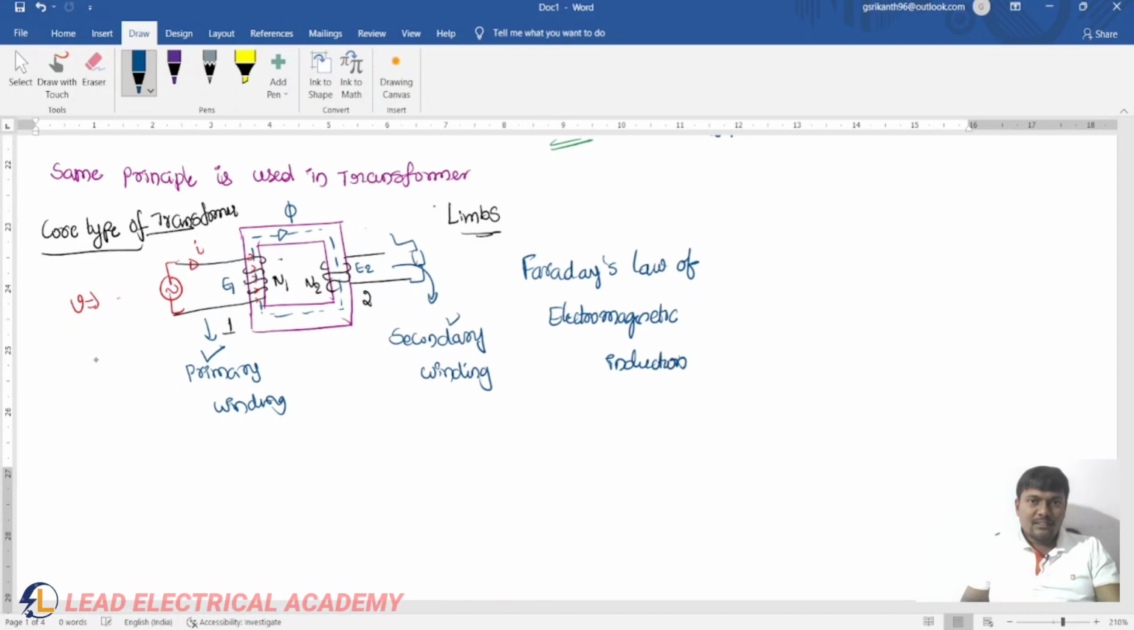So what parts are there? The major parts of a transformer are one, the core, and another, the windings. See, in this core type of transformer, the vertical portion is called the limbs. In the next session we will discuss the shell type of transformer. The vertical portion of a transformer is called the limbs. The top and bottom of the core is called the yoke.